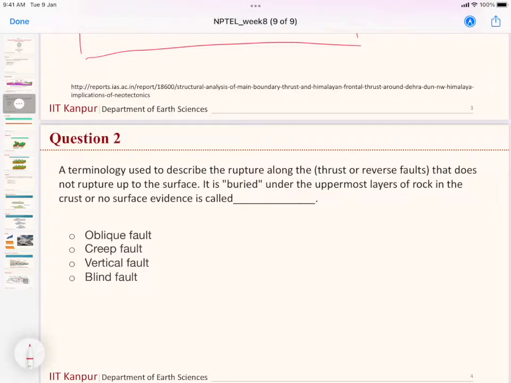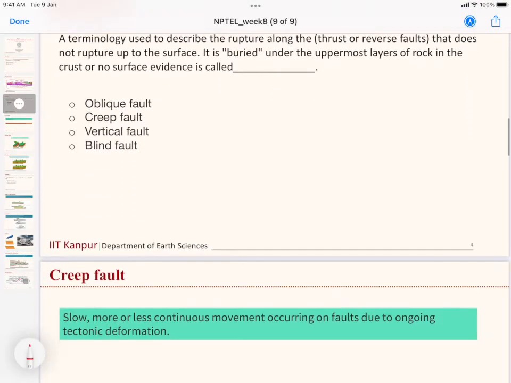Now we have 4 options: oblique fault, creep fault, vertical fault and blind fault. Does anyone know what it is? Correct, yes, blind fault. But let us discuss the remaining faults, because you can also have questions related to these faults as well, and you should know what these terms are. So we will discuss each and every option one by one. The first is the, let us just wait.